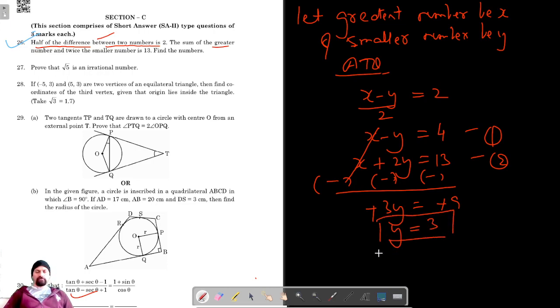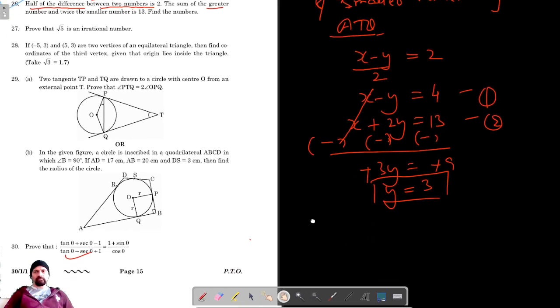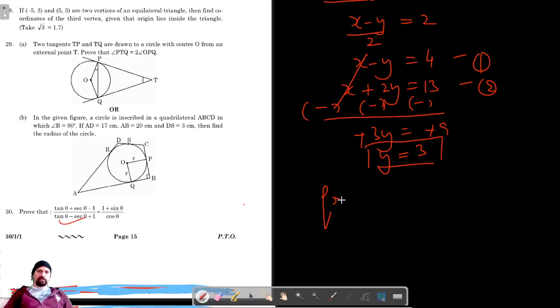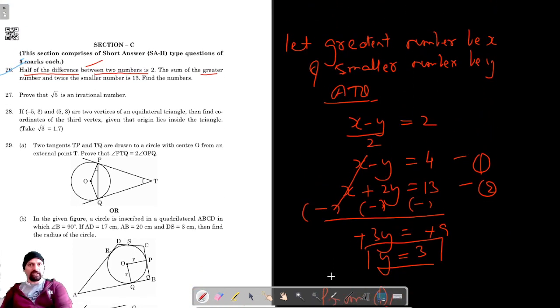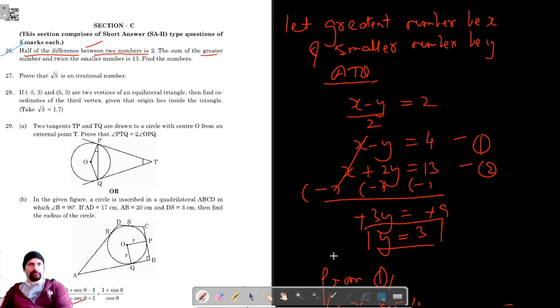So y is equal to 3, and from 1 we can get the value of x. So x minus y is equal to 4, y is equal to 3, so x minus 3 is equal to 4, which gives x is equal to 7. So our two numbers are x is equal to 7 and y is equal to 3. So we are done with the 26th question.